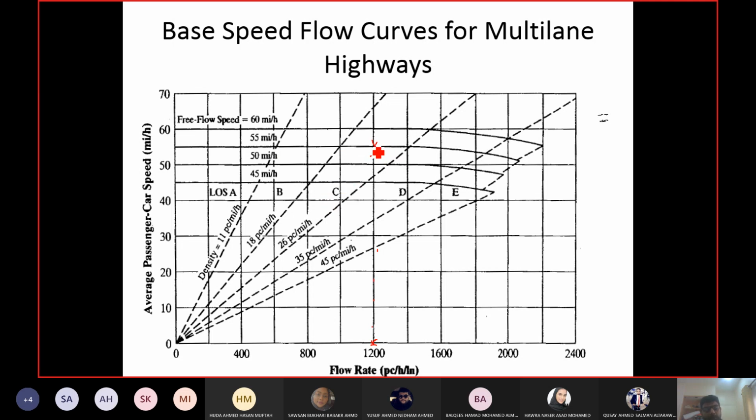If you want to know the speed of this highway, the average speed of the highway, from this point find out the value on the y-axis. Okay. So if your free flow speed matches exactly the free flow speed given in the graph for multi-lane highways or for freeways, you find the flow rate on the x-axis, draw a line towards the curve of your free flow speed, the point where the line intersects the curve will give you the level of service, and if you take the value of that point from the y-axis, this will give you the average speed of the highway.